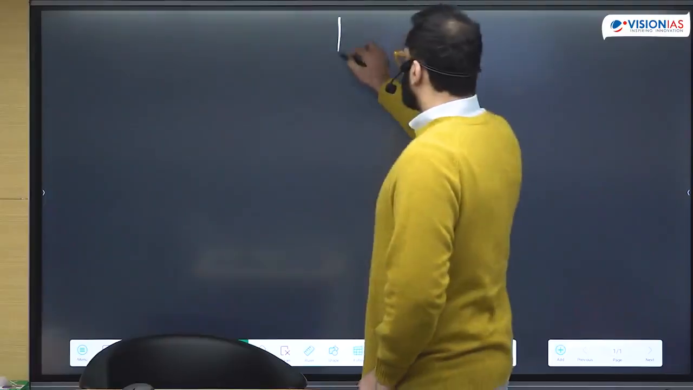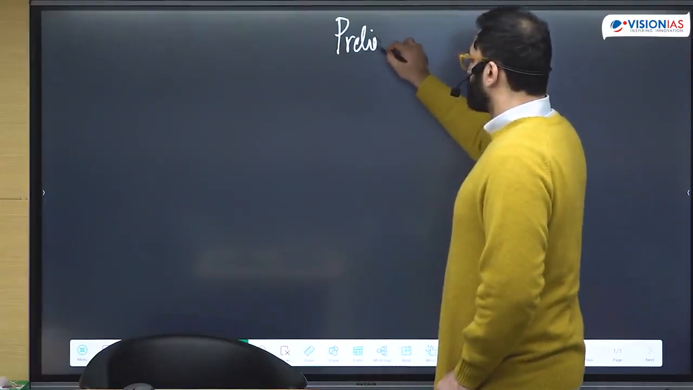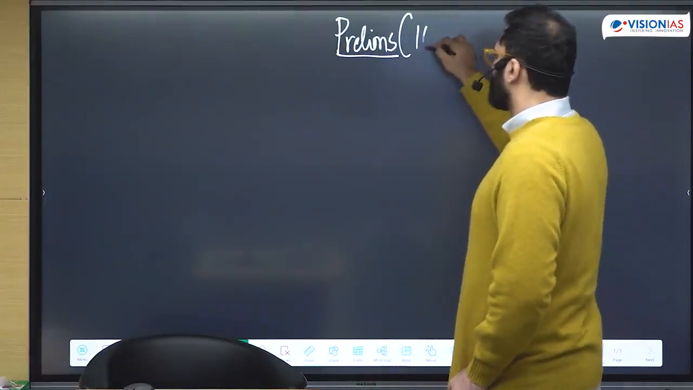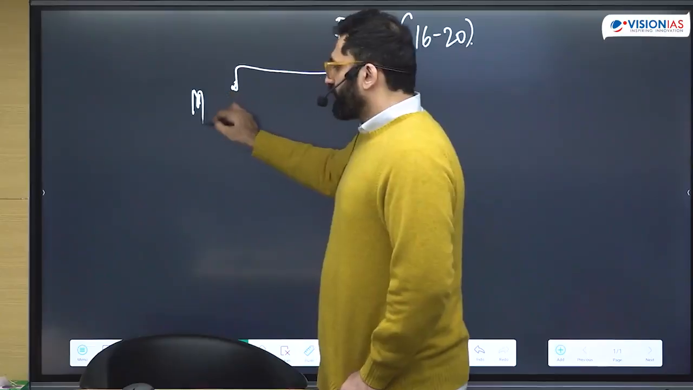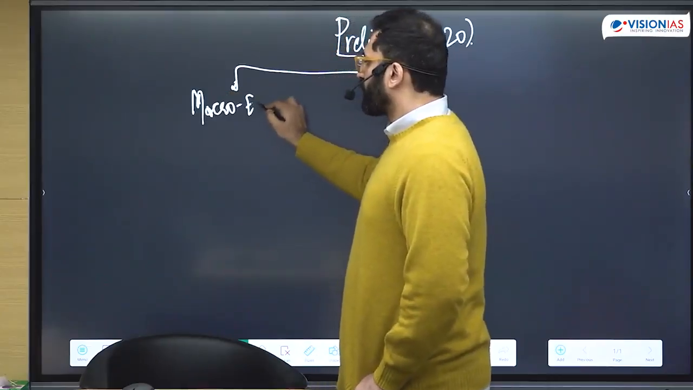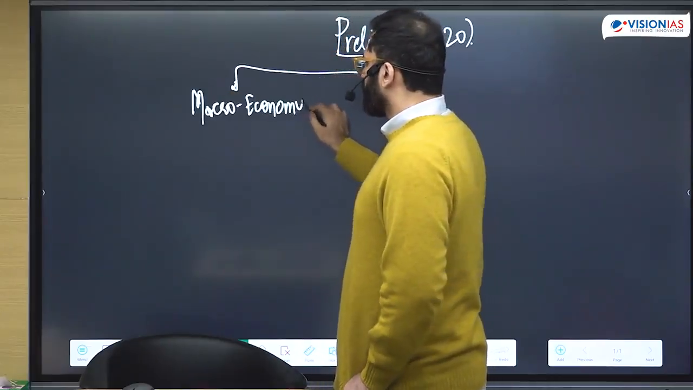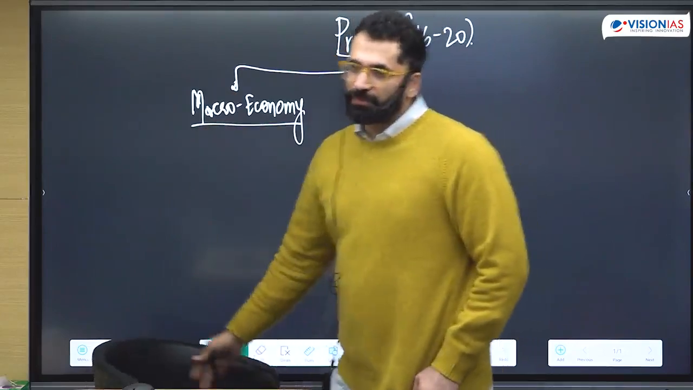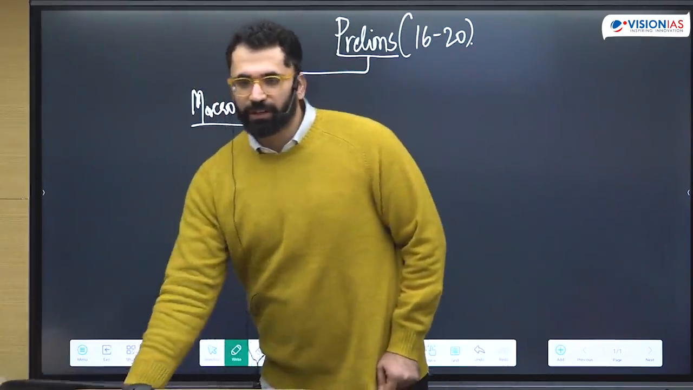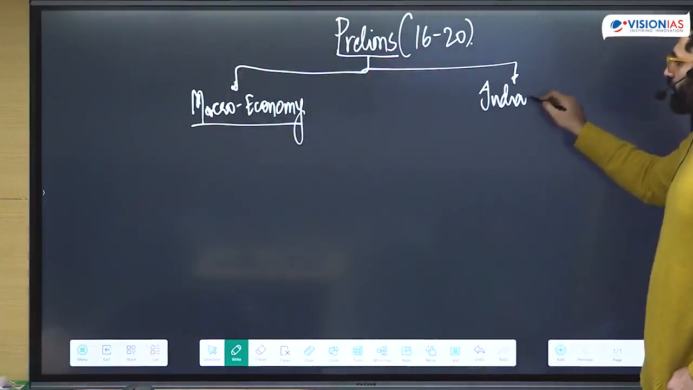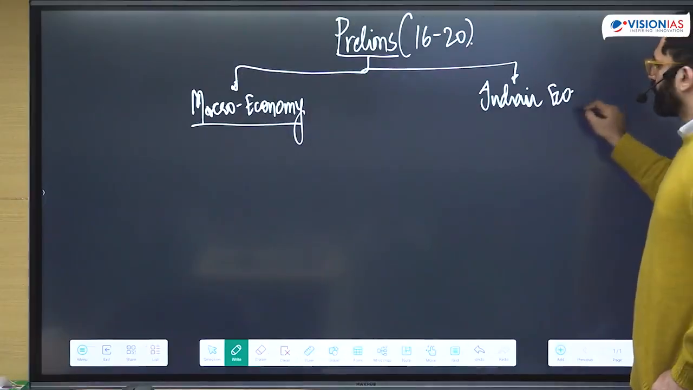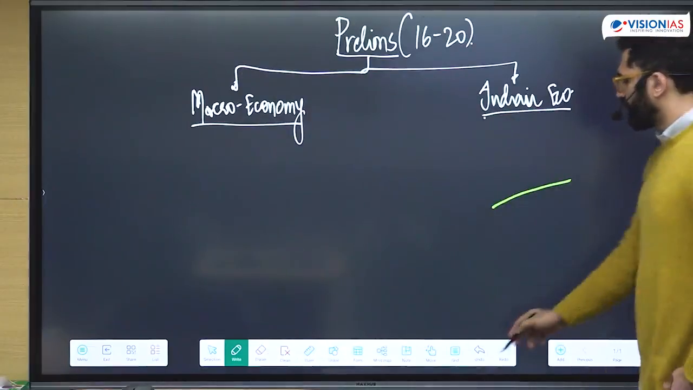So what all topics are important? For prelims, the 16 to 18 questions. Half of the paper is understanding the economy, that is macroeconomics. This is understanding how the economy works. What are the topics to be covered in macroeconomy? And then the second part is Indian economy. Now what topics to be first covered in macroeconomics?